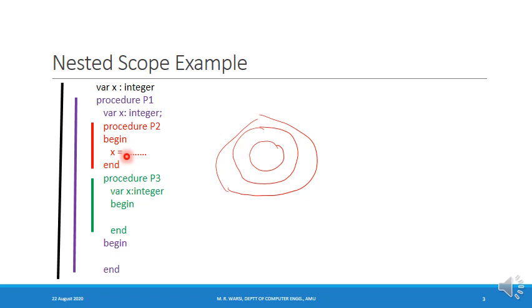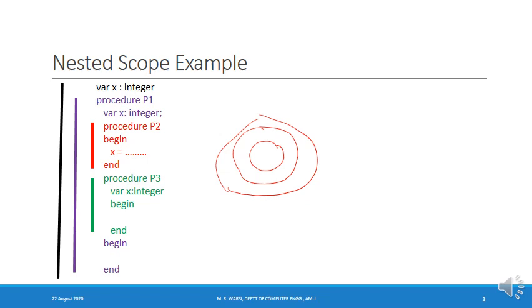So when I refer to the variable x, we will search for x in the procedure P2. Since it is not there, we now search for x in the procedure P1 and there it is defined. So this reference of x binds to this definition of x. This is the behavior of the program in case of static scoping. Let us see what will happen in case of dynamic scoping.